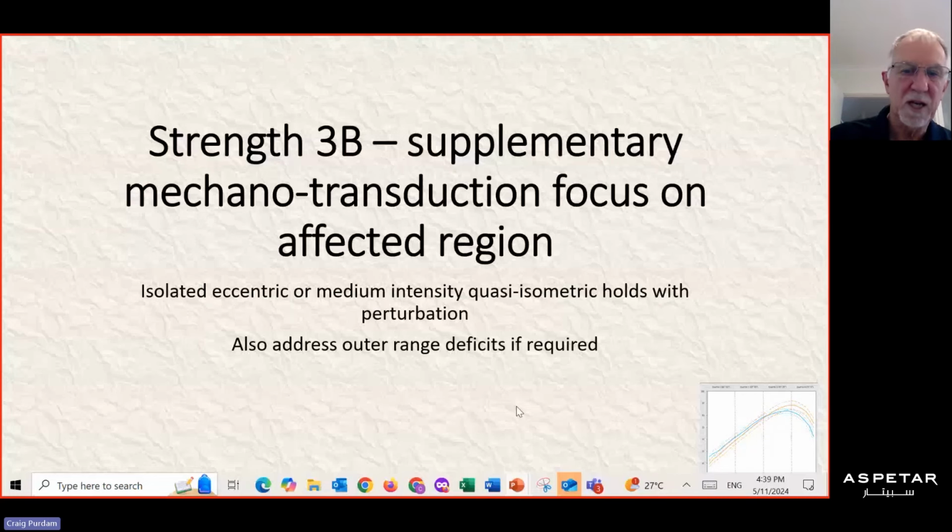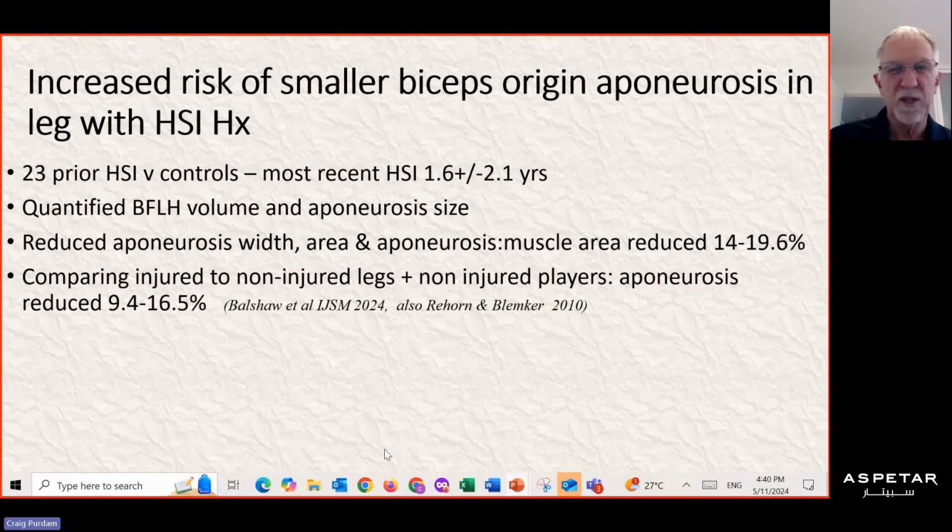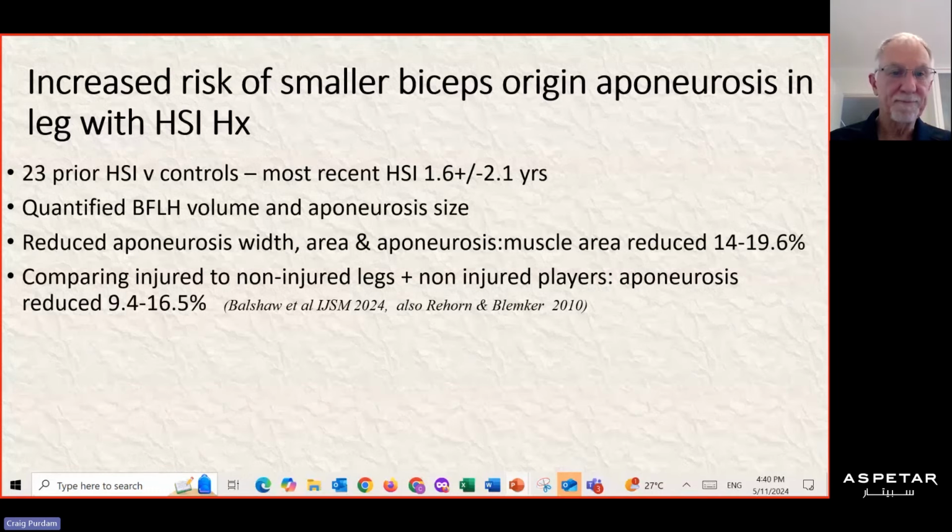You might also look at any outer range deficits about this time. I didn't know where else to put this. You'd be well acquainted with the work of Bolshaw and others, Rehorn and Sylvia Blemke, similar sort of work, where we find that athletes with this reduced aponeurosis area either contributes to an increased risk of hamstring injuries or recurrences.